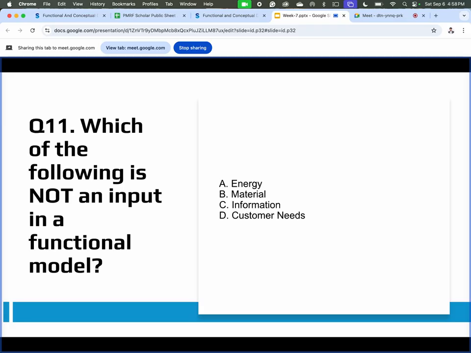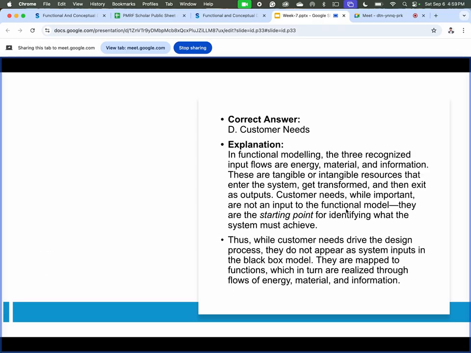Thus customer needs are the starting point of design, but they don't appear inside the functional model. They are translated into functions, which are then supported by energy, material, and information flows. Now you may see the correct answer and the explanation on your screen. Customer needs is the correct answer, and this is the explanation. So please go through this slide.